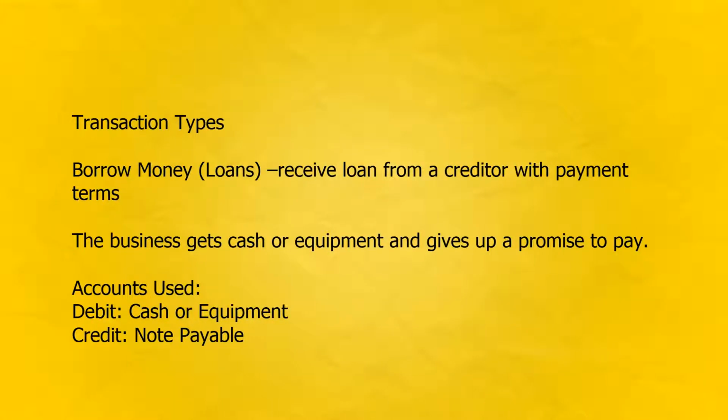Transaction types. Borrow money, loans, receive a loan from a creditor with payment terms. The business gets cash or equipment and gives up a promise to pay. Accounts used: debit, cash or equipment. Credit, note payable.